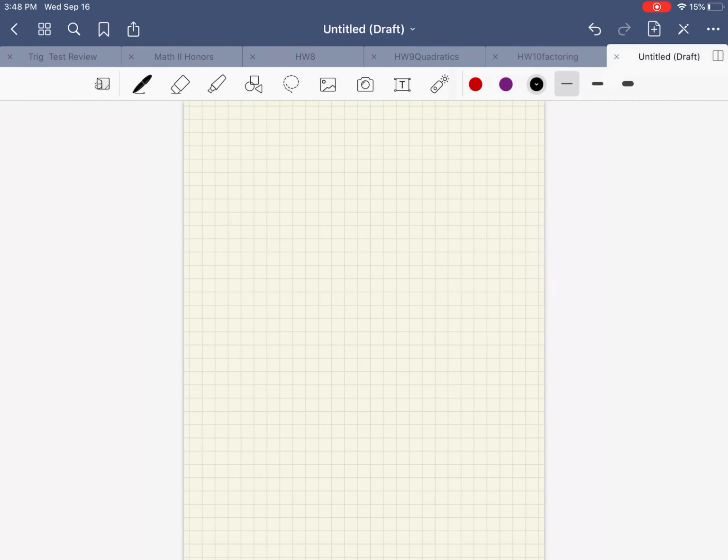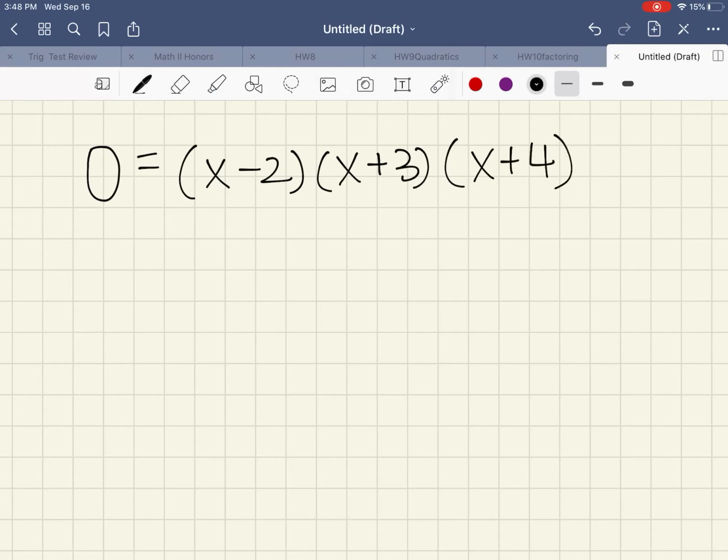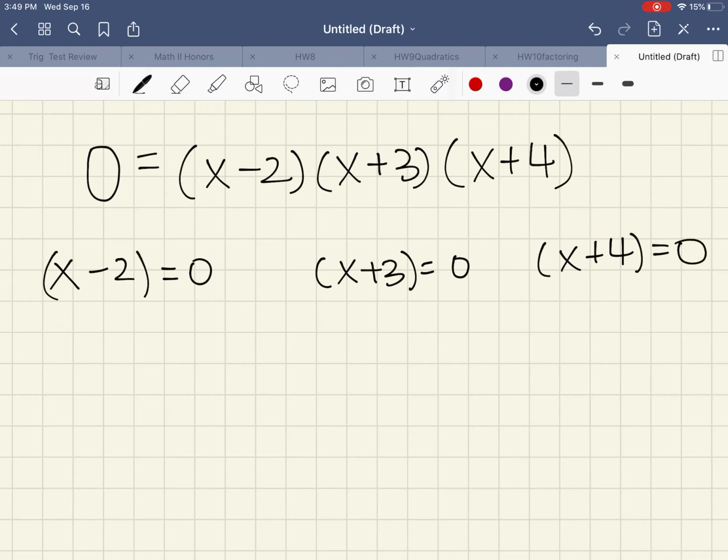So I'm going to make a new page and write down what we wrote over there. We have 0 is equal to (x minus 2)(x plus 3)(x plus 4). Remember, if one of these is equal to 0, everything becomes 0, because 0 times 100 is 0, or 0 times 20 is 0, or anything times 0 is 0. So that means I need x minus 2 equal to 0, x plus 3 equal to 0, or x plus 4 equal to 0. And here, all I have to do is solve for x.